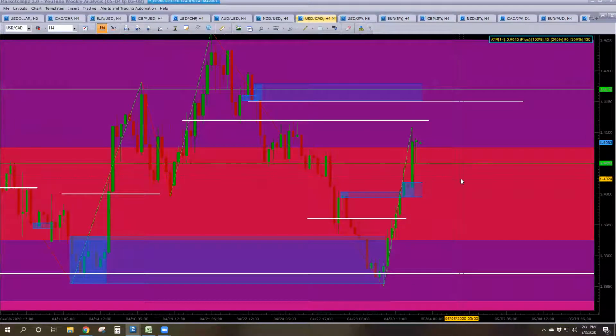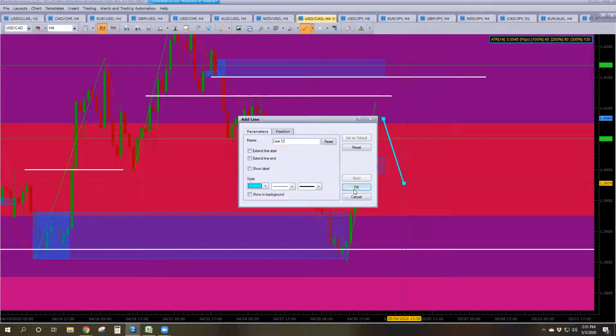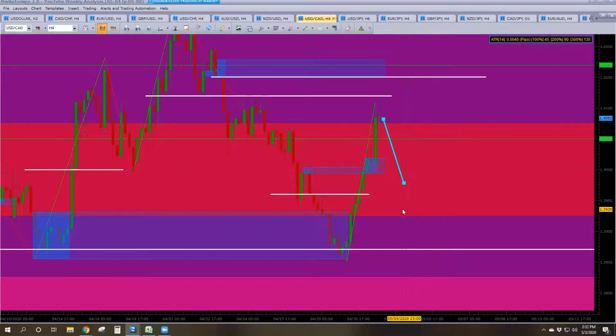So I'm no longer really interested in the shorts. I would really need a 4 hour break below your 140 for me to consider going short. If I don't get that, then I'm not interested. Now, what if we actually come sooner?